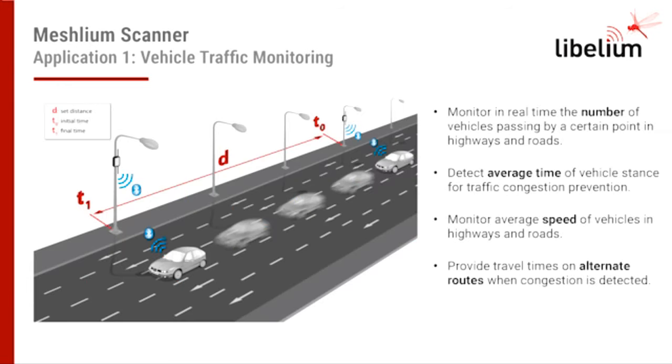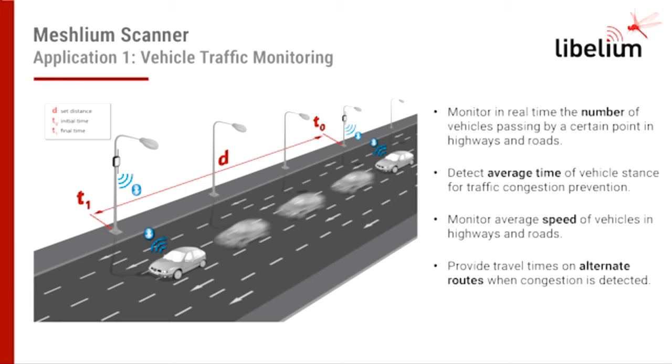As a second and also very important application, we will be talking about vehicle traffic monitoring. Mostly, we will be able to know the number of vehicles passing by a certain point. Also, we will be able to know the average time that a vehicle stays in a certain point.